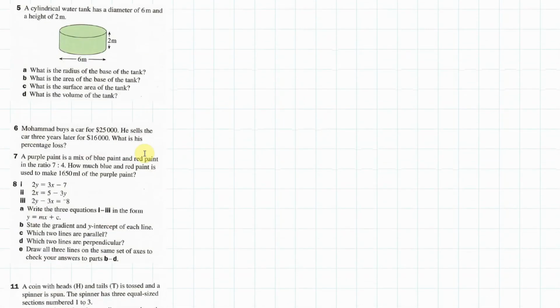So for number 5 here, we have a cylindrical tank, and we are trying to find the radius of the tank. So number 5A, you can see that the diameter is 6, so the radius is equal to 3. Now we've got to find the area of the base of the tank. Well, the base is a circle, so the area is pi times r squared, which is equal to, in this case, 9 pi.